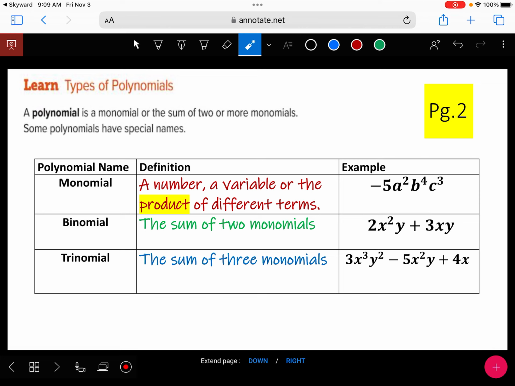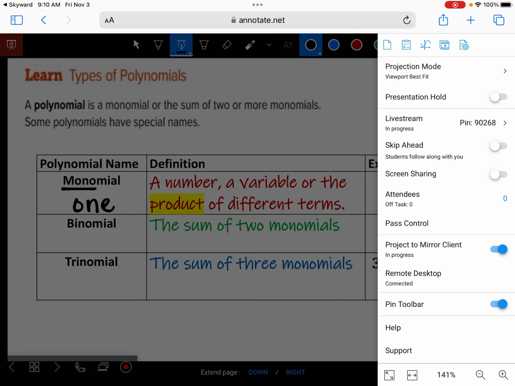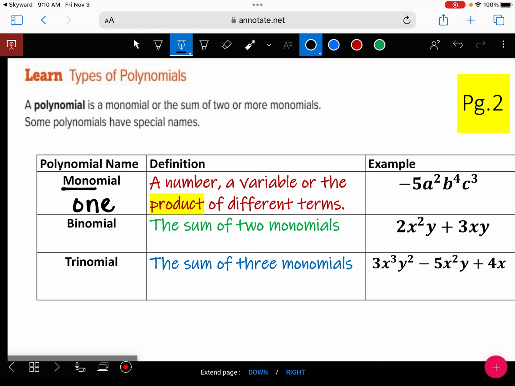Okay, so a monomial, the main thing, mono means one. So this is a prefix, this means one. You have one term. So when it's a monomial, that means that there's only one term and there's no addition or subtraction. It's just one term, everything's being multiplied. So if you look here on the screen, notice that we have a number and three variables, but they're all being multiplied together. That's why this is a monomial.